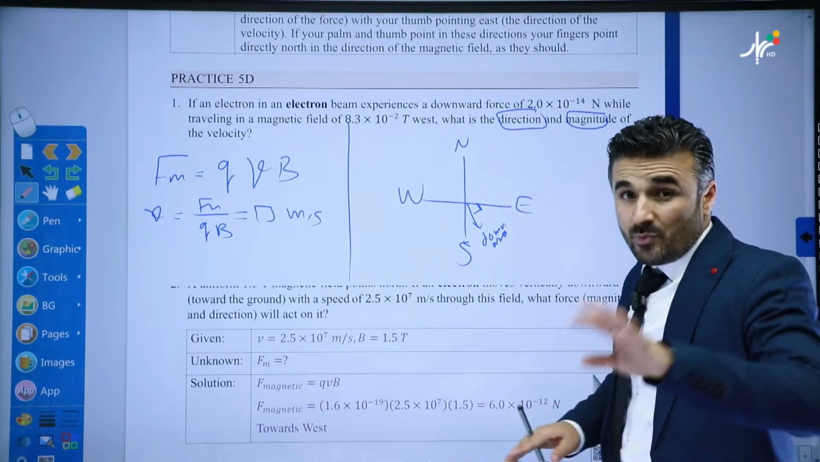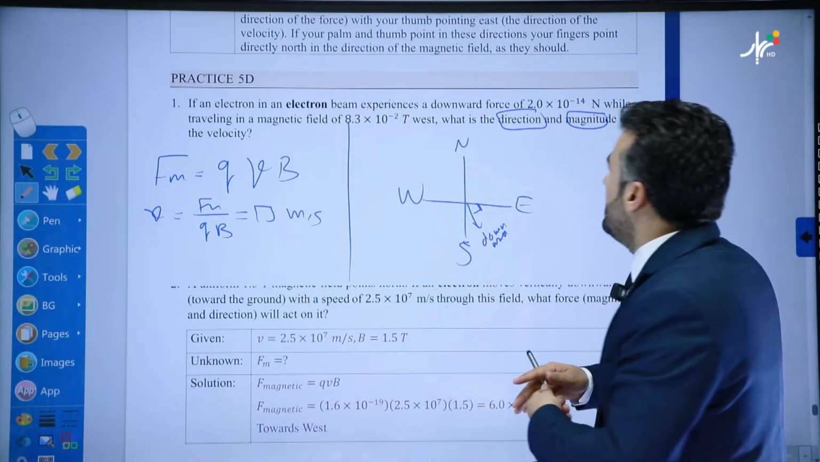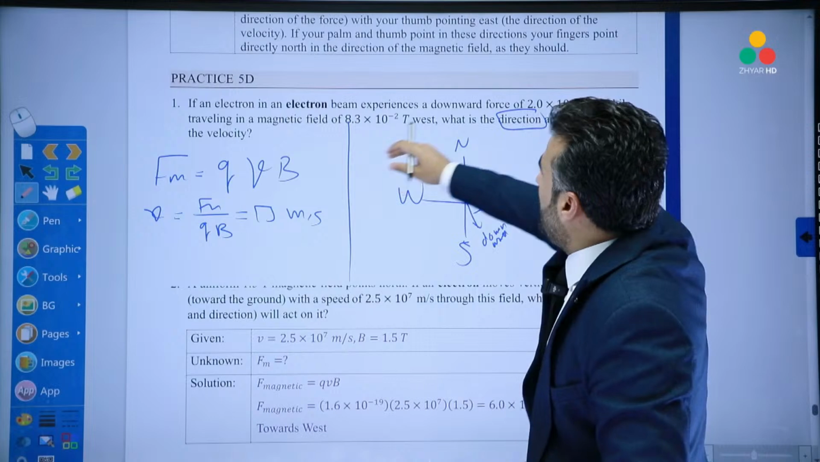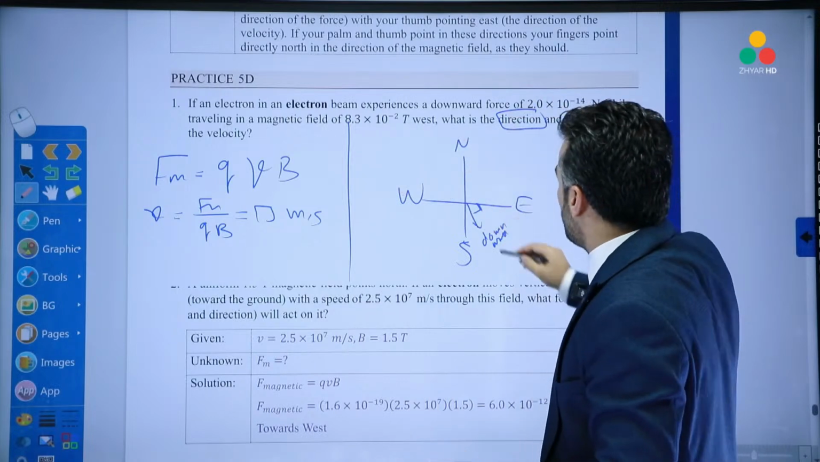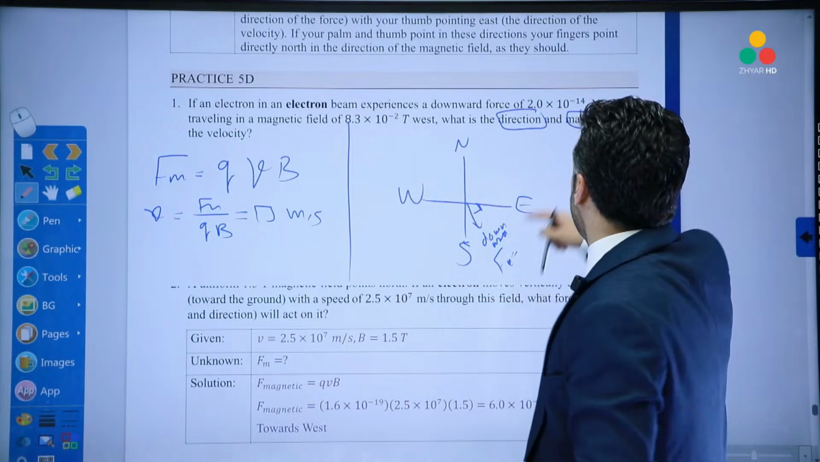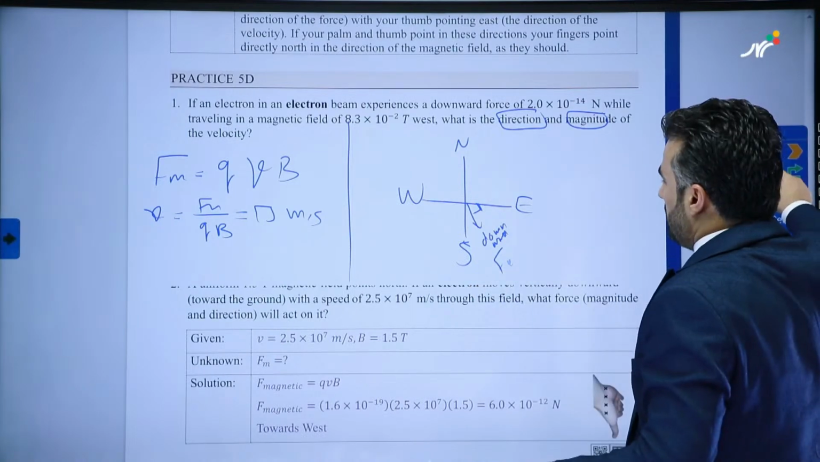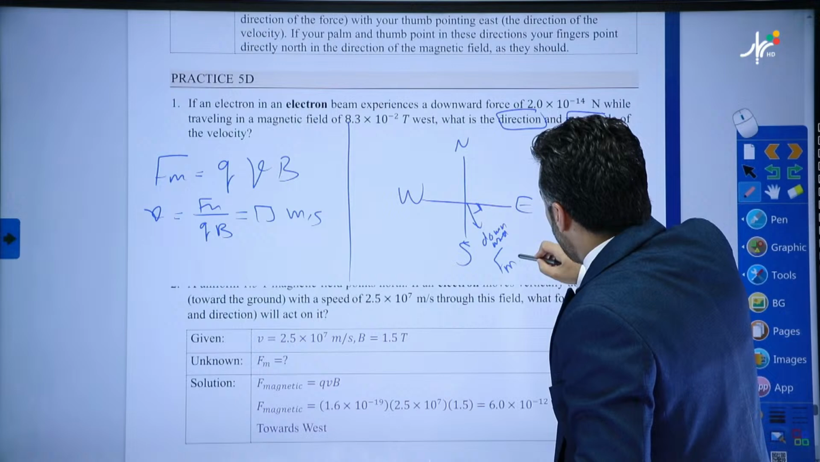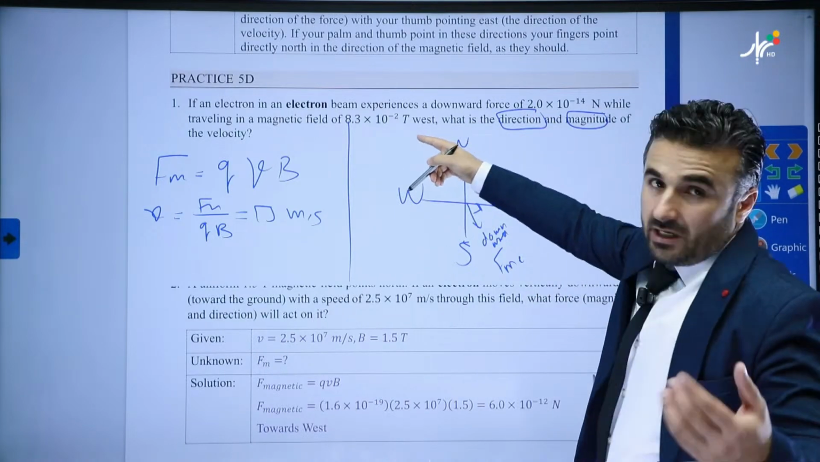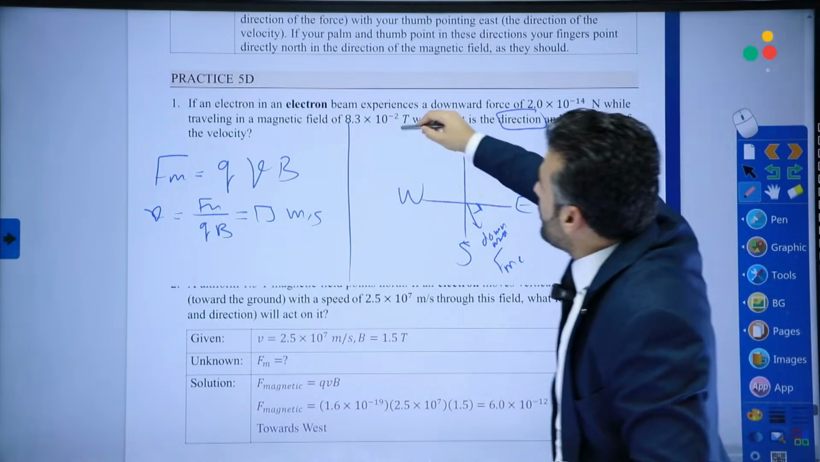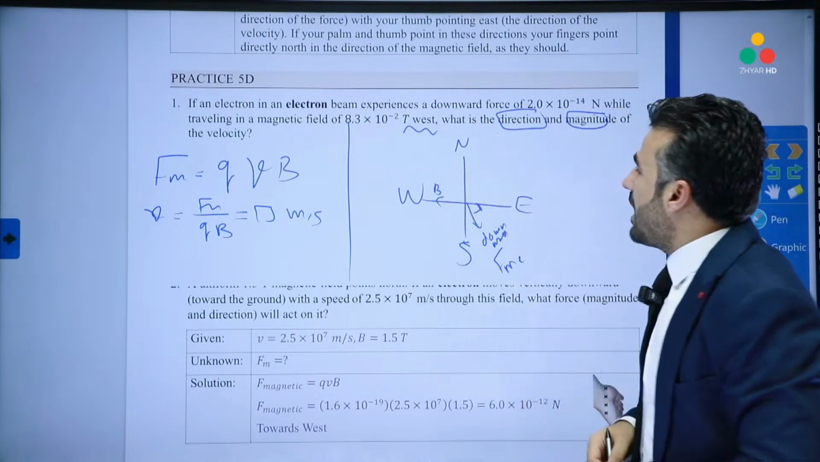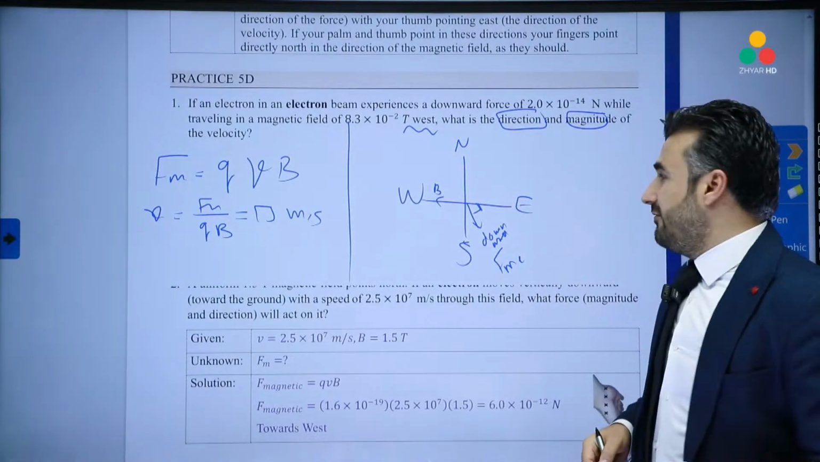Remember we have an electron here. So what would be the direction of the velocity in this case? Let me rewrite this so it doesn't confuse you. The magnetic force on an electron is downward, and the direction of the magnetic field is towards west. So B is towards west. What would be the direction of the velocity here?